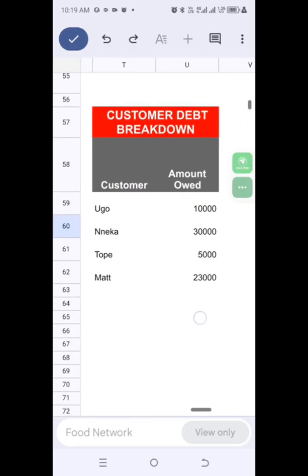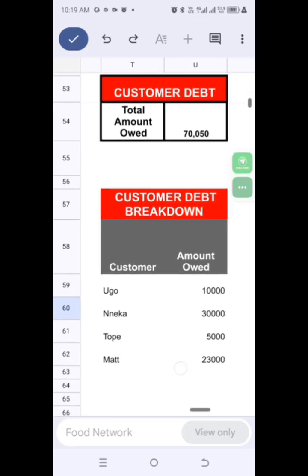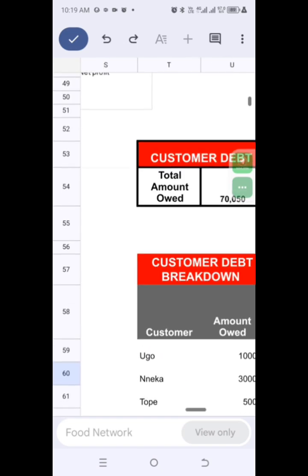Now we have our customer debt breakdown. These are the customers that are owing you. So customers are owing this business 70,000. That's a whole lot of money. And you know what? With BIS, you track the customer debt payment. As your customers are paying you, you record it, and what you see here is reducing. This is just a demo, to let you know that BIS helps you track every transaction that goes on in your business, and it helps you to prevent loss.